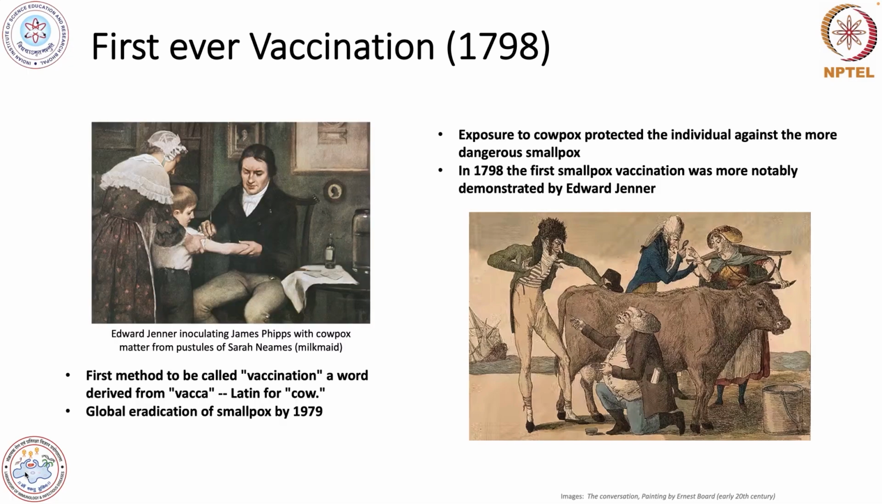He also investigated this phenomenon, and finally he performed a very simple experiment, not really an experiment, a real trial you can say, on his gardener's boy, and the name of the boy is James Phillips. He just inoculated these cowpox pustules into that kid, and then later on he infected him with smallpox.